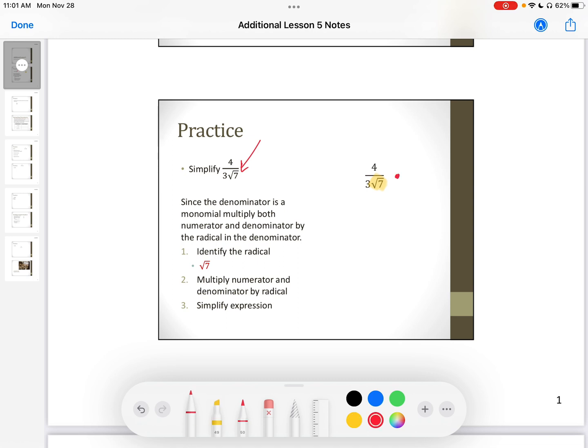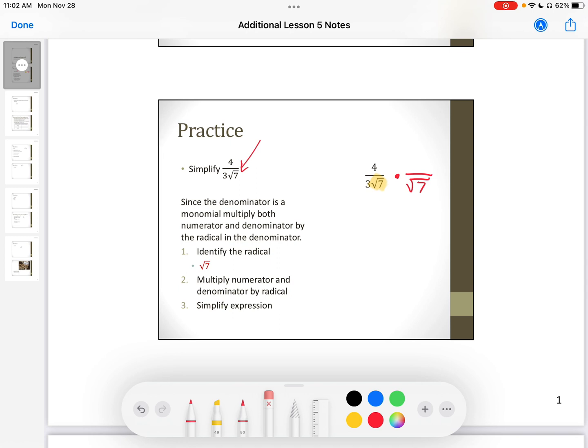So what I can do is multiply by a square root of 7 on the bottom, because then what I'm going to end up having on the bottom is 3 square roots of 49. And I know that the square root of 49 is 7. So it essentially eliminates that square root on the bottom. So whatever your radical is on the bottom, that's what you are going to multiply by.